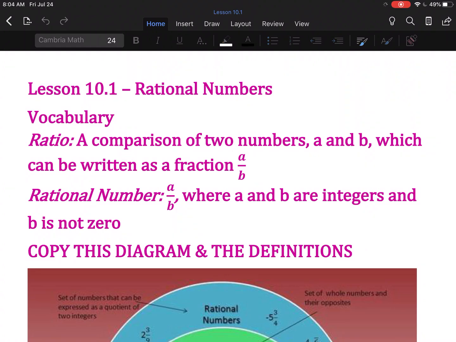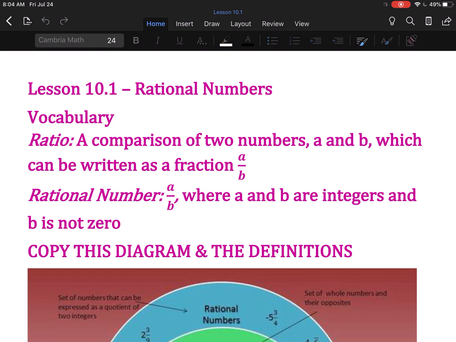Chapter 10 is the culmination of everything we've done this year. Whole numbers, decimals, fractions, mixed numbers, improper fractions, negative numbers. It's all going to come together now. So there are 3 lessons in this chapter. The first is rational numbers.